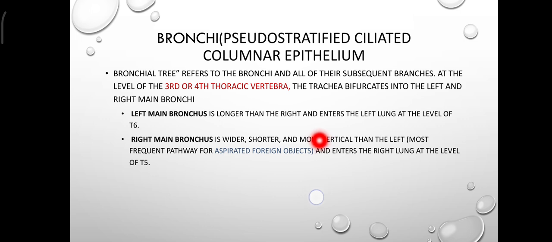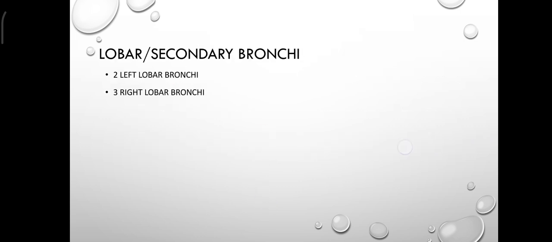That is why most of the foreign bodies enter the lung, specifically the right lung, through the right main bronchus. Why? Because it is wider, shorter and more vertical, so foreign bodies enter more easily in the right main bronchus as compared to the left main bronchus.